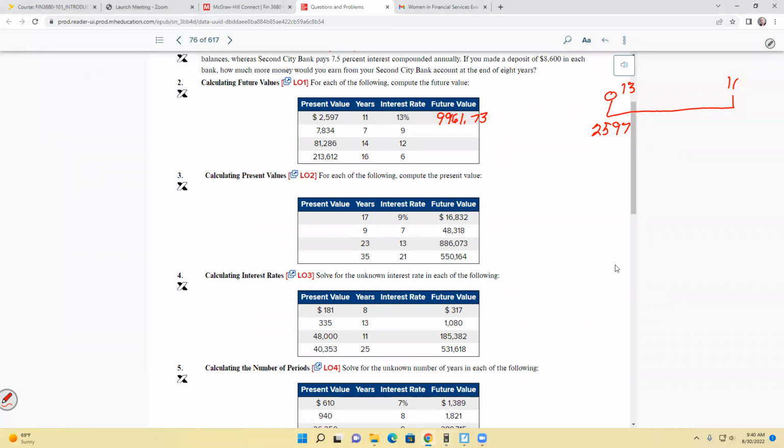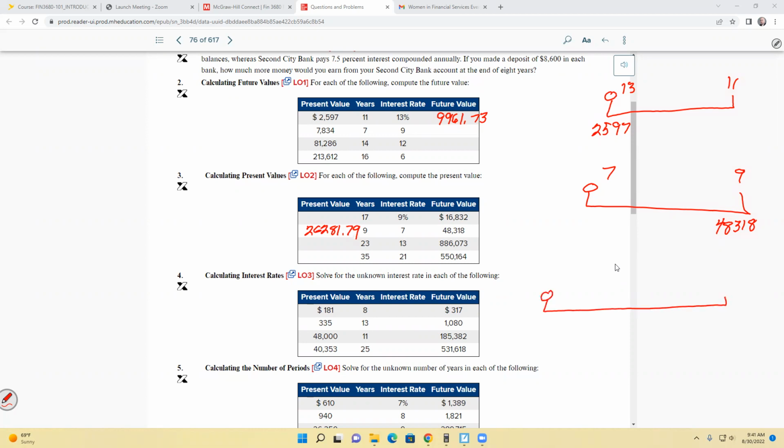Okay. All right. On the next one, let's do the 48,318, 9 years, 7% interest. What's our present value there? $6,281.79. Very good. Okay, is everybody good there? Yeah. Let's see, the next one.